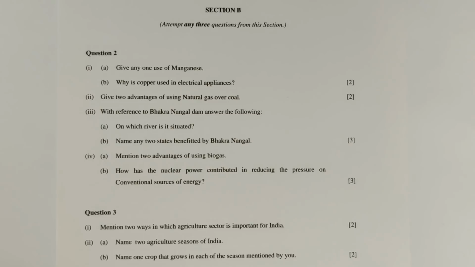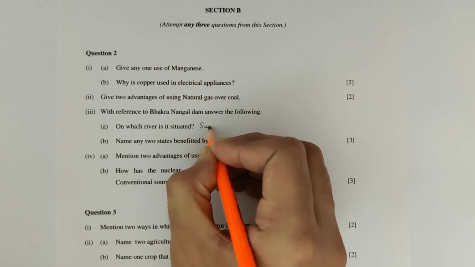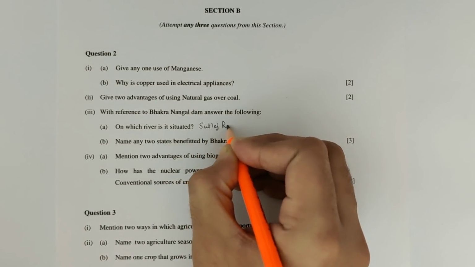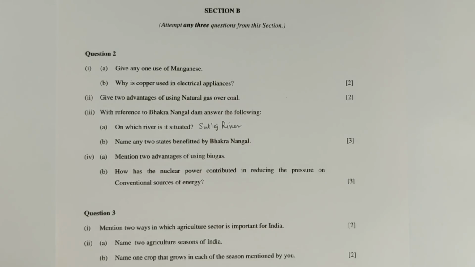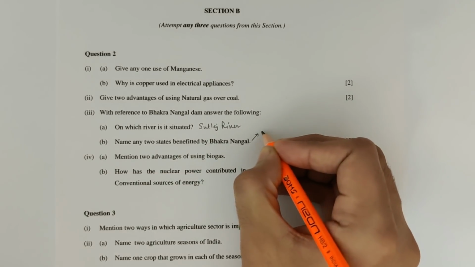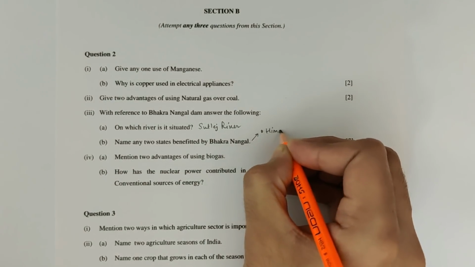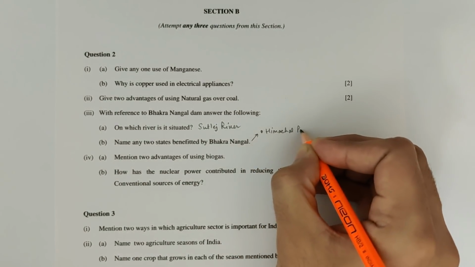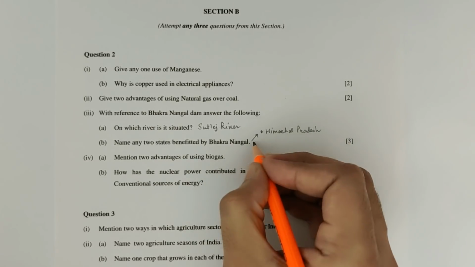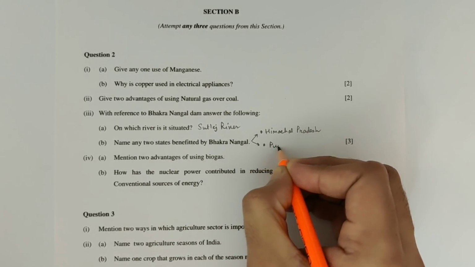Part 3. With reference to Bhakra Nangal Dam, you have to answer the following questions. Part A. On which river is it situated? Guys, the Bhakra Nangal Dam is situated on the Satluj River. So, the Satluj River. Part B. You have to name any 2 states benefited by Bhakra Nangal. So, the 2 states are, first of all, Himachal Pradesh and secondly we have Punjab.